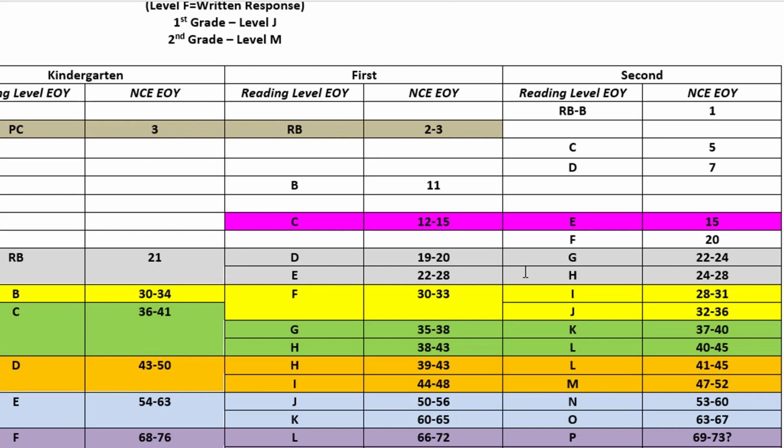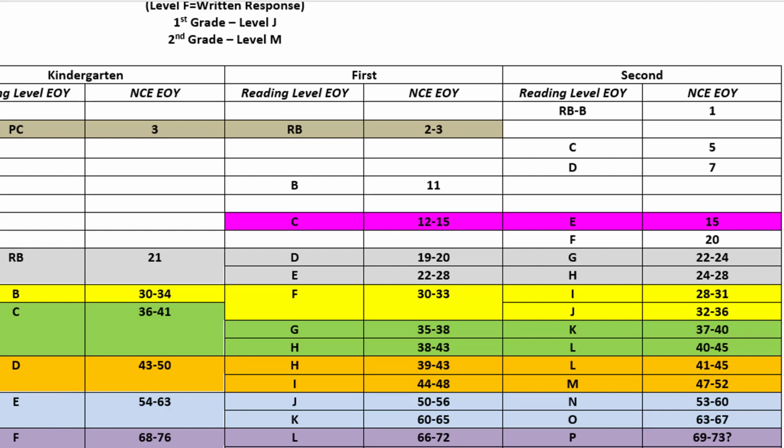Now you might not want your students at the end of grade 2 to be at a GH, because we know we want them to be at a level M at the end of second grade, but this student went from an RB all the way to a level H, which would be very impressive for their level of growth as they move through the elementary school.